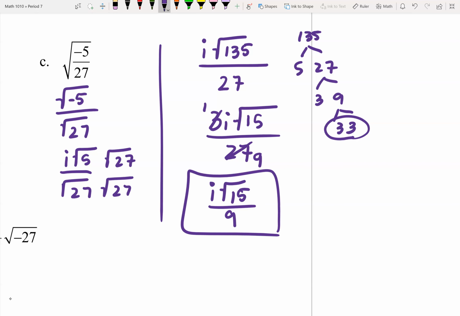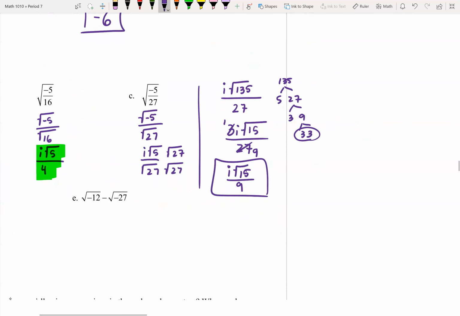And that's my answer. Now, if you don't like that method, then simplify the square root of 27 first and then multiply by what's left. It doesn't matter. You're going to get the same answer either way. Who says I totally understand the difference between the two methods? Raise your hand really high. Okay, most of you. As long as you understand that, we're good. Okay, here's D.